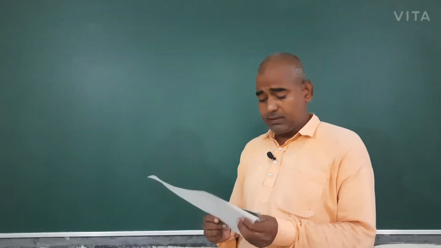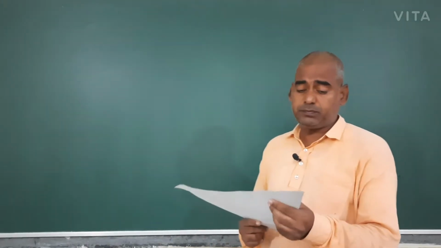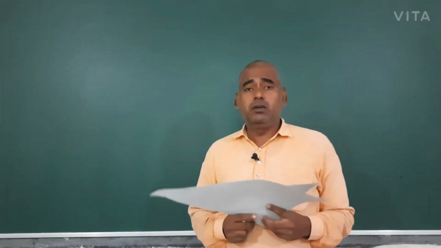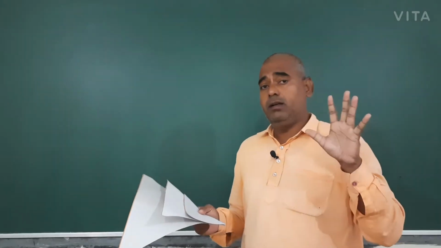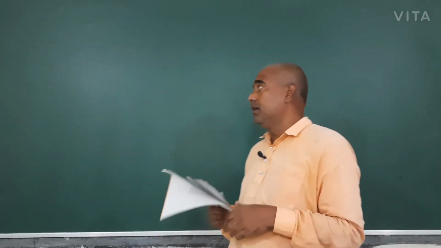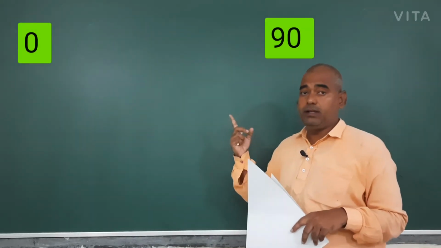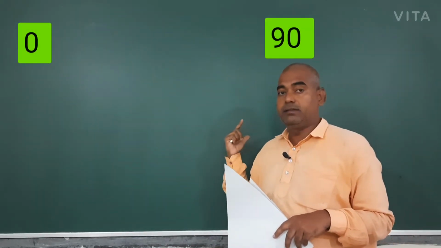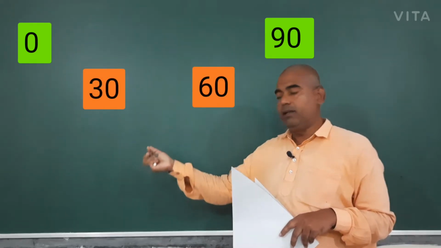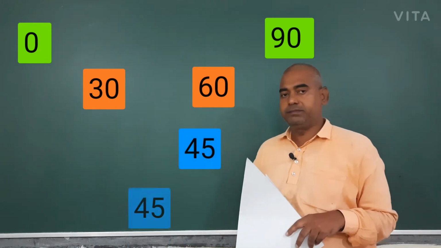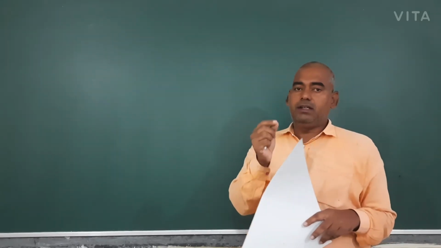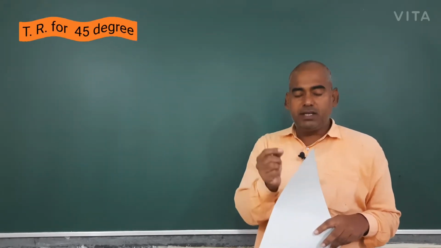So, today we will start exercise 8.2. In exercise 8.2, you are given trigonometrical ratio values for different angles, such as 0 degree, 90 degree, 30 degree, 60 degree, and the middle one is 45. The 45 is very easy to understand, so I'm starting from there.